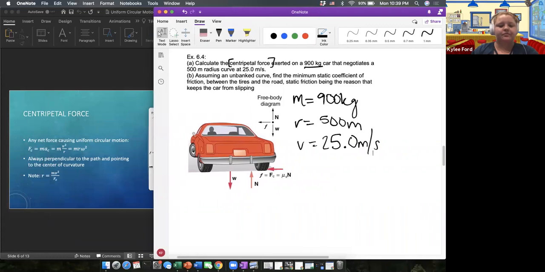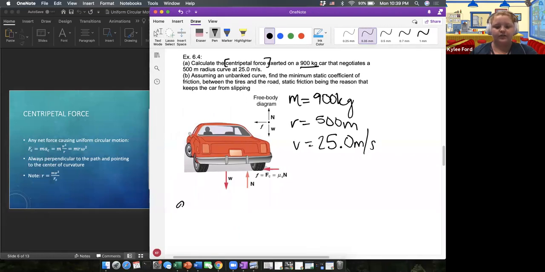Okay, so let me go to that page here. There we go. So my centripetal force is going to be equal to my mass. Now we need to pick an equation here. We don't have the acceleration off the bat, but we can calculate it, right? And let's see what else we have. We don't have the angular velocity, but we do have the linear velocity, v. So we're going to use this equation.